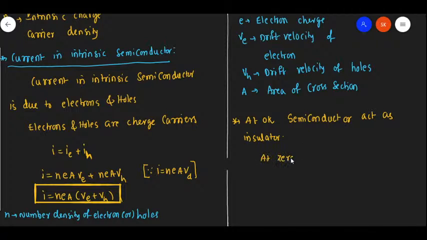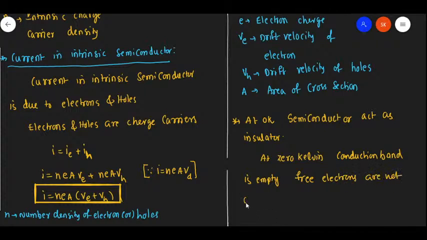At 0 Kelvin, all the valence electrons are tightly bound to the nucleus. Free electrons are not available. That's why at 0 Kelvin the conduction band is empty. Why not available? Because at 0 Kelvin thermal energy is 0. It cannot gain any energy to jump into the conduction band. That's why the conduction band is empty.